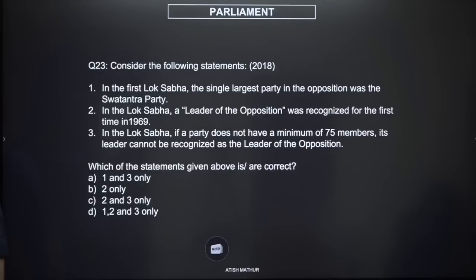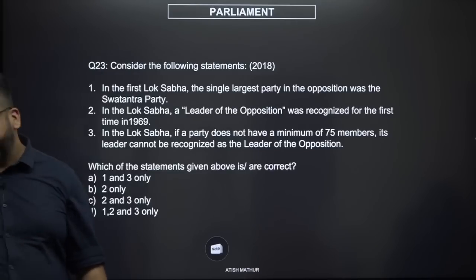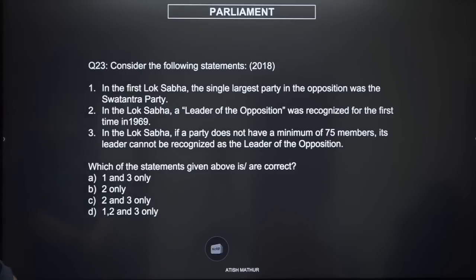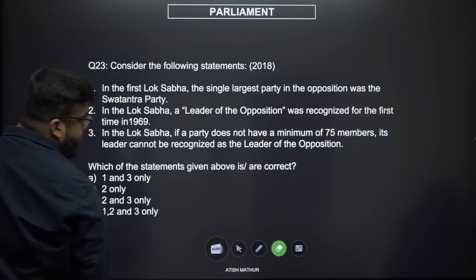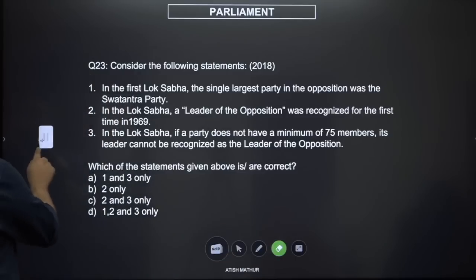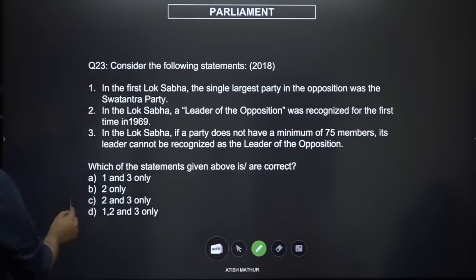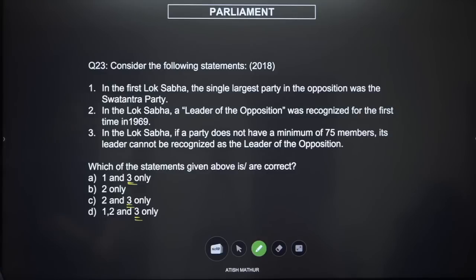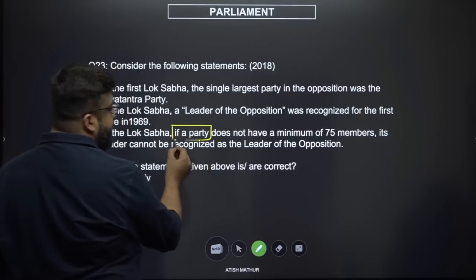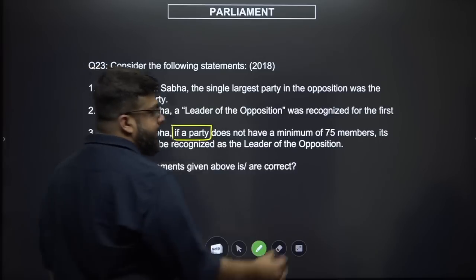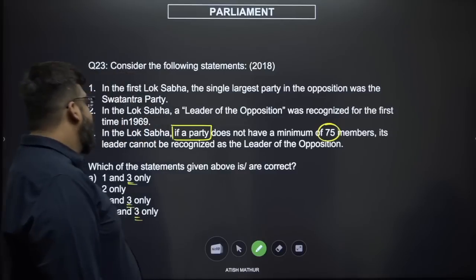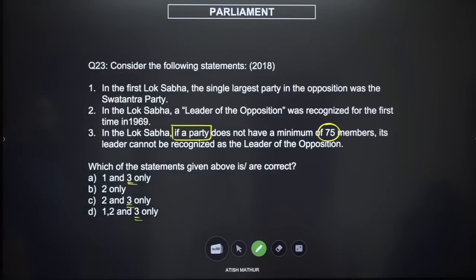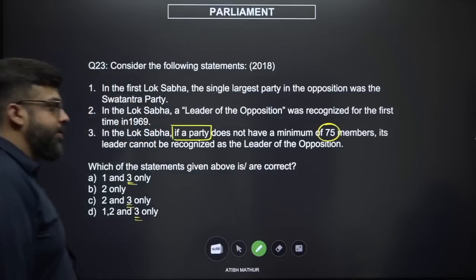Let us see if we can try and solve this question. We've got 3 common across all. We've got 3 as an option, which is here also, here also, here also. Can we try and eliminate option number 3? In the Lok Sabha, if a party does not have a minimum of 75 members, its leader cannot be recognized as the leader of the opposition.